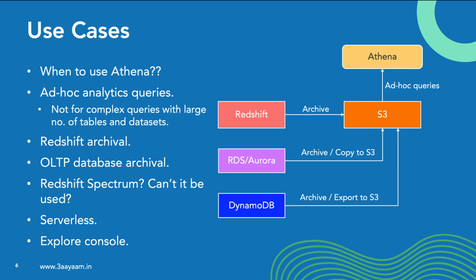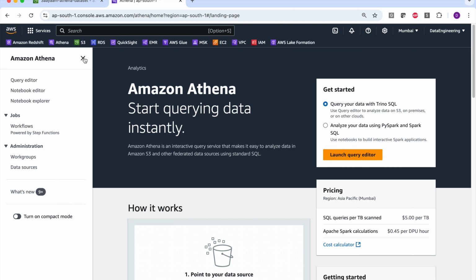So before proceeding further, let us go ahead and explore the Athena console. This is the Athena console and this is the landing page of Athena. I already know how to go to a particular service. And these are the options that we have in Athena. We have query editor, notebook explorer, something called workflows, which are basically handled by Step Functions. These are not run in Athena. And then we have something called workgroups and data sources. We'll talk about workgroups in workload management, and data sources we'll talk about in future slides.